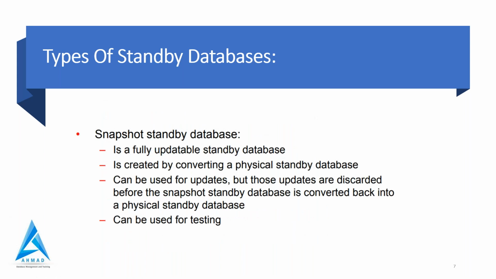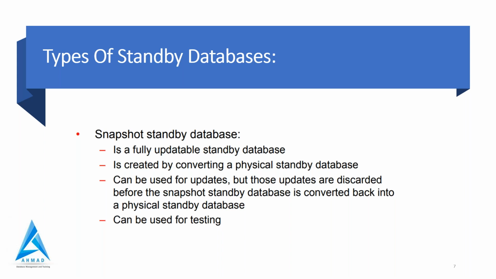Now, snapshot standby database. This is basically a database that is created by converting a physical standby into a snapshot standby database. So for a snapshot standby database, you require a physical standby, because you will convert the physical standby to snapshot, and then you will get the snapshot. It is basically used for updates, but those updates you don't require on the production or copy. So when you go back to physical standby, these updates will be discarded.